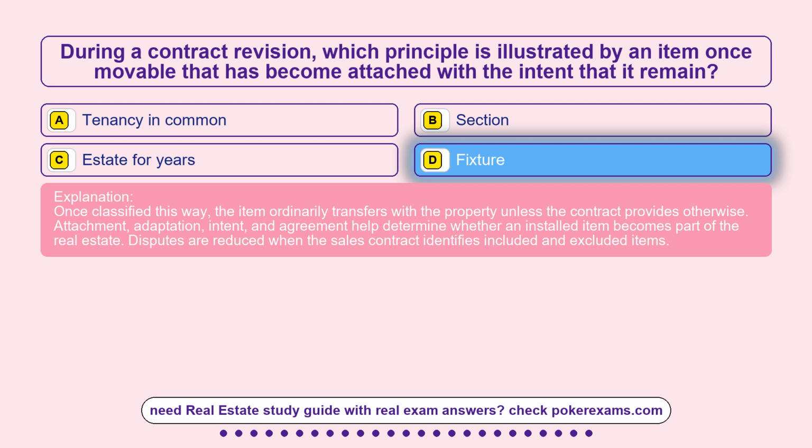Once classified this way, the item ordinarily transfers with the property unless the contract provides otherwise. Attachment, adaptation, intent, and agreement help determine whether an installed item becomes part of the real estate. Disputes are reduced when the sales contract identifies included and excluded items.